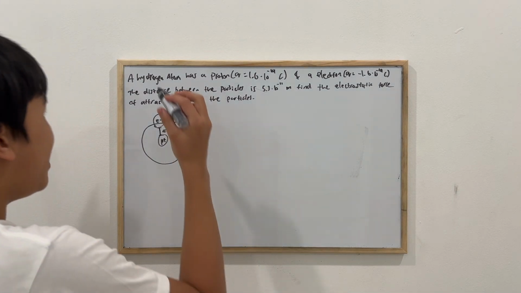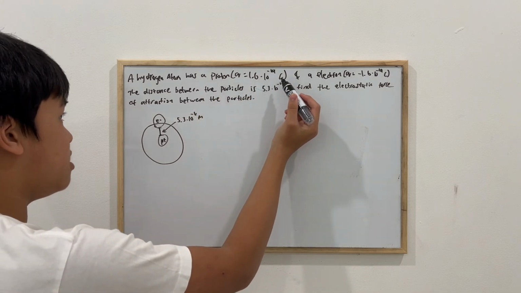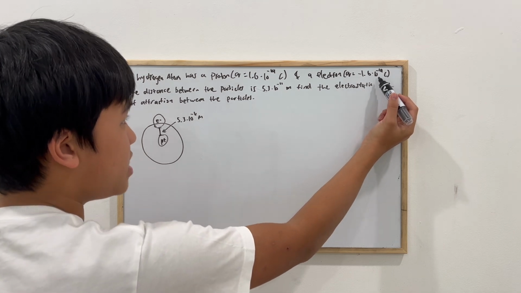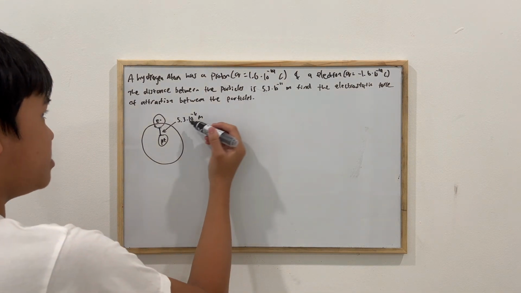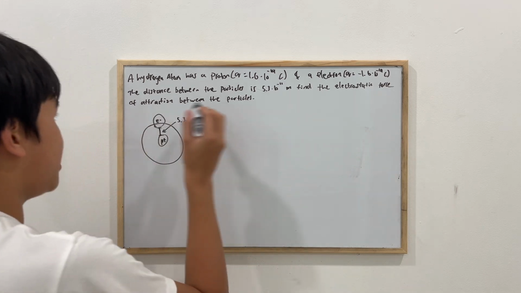Next problem. A hydrogen atom has a proton, Q equals 1.6 times 10 to the negative 19 coulombs, and an electron, which has a charge of Q equals negative 1.6 times 10 to the negative 19 coulombs. The distance between the particles is 5.3 times 10 to the negative 11 meters, and the question is asking us to find the electrostatic force of attraction between the particles.